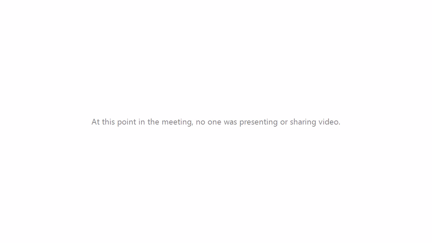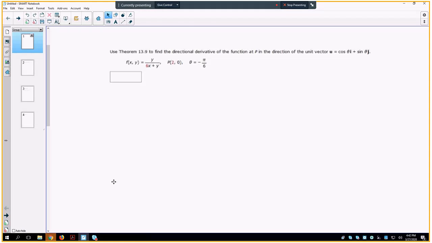So in this video, we'll do some problems related to directional derivatives and the gradient of a function. So we're going to work through some examples. This problem says to use theorem 13.9 to find the directional derivative of the function in the direction of the unit vector. Theorem 13.9 you can find in your book, but I'm going to show you how to work this out.